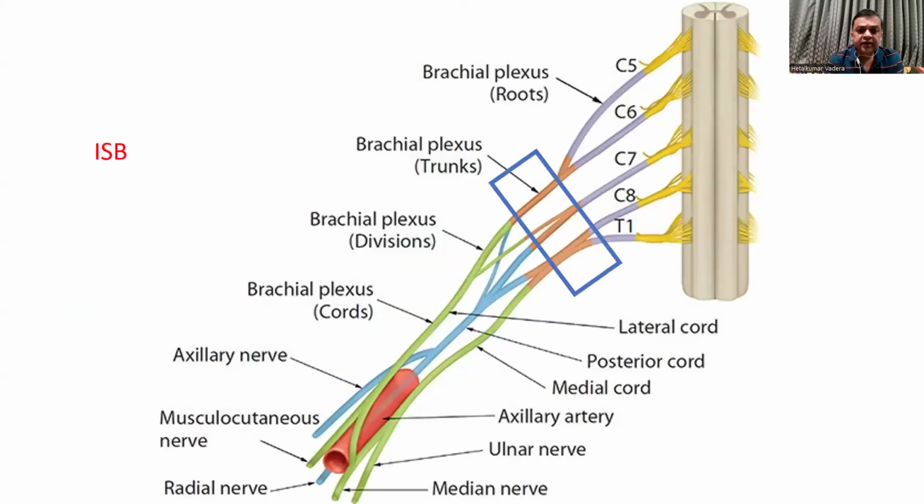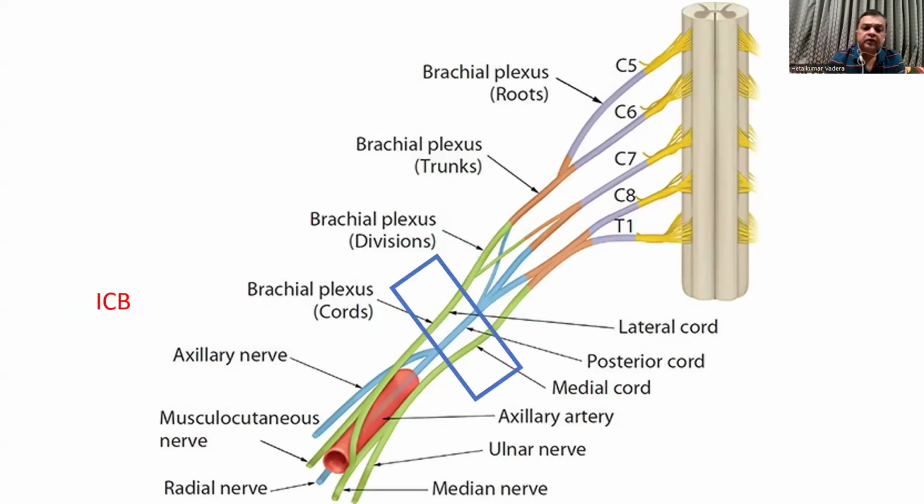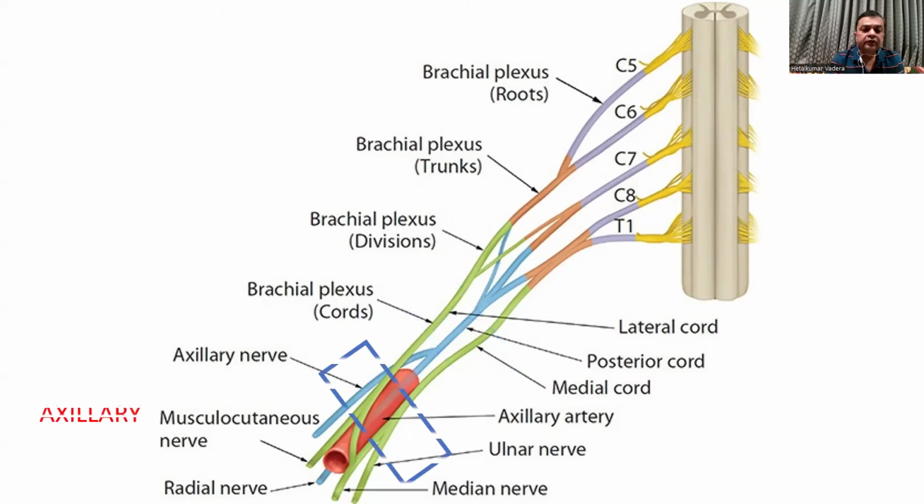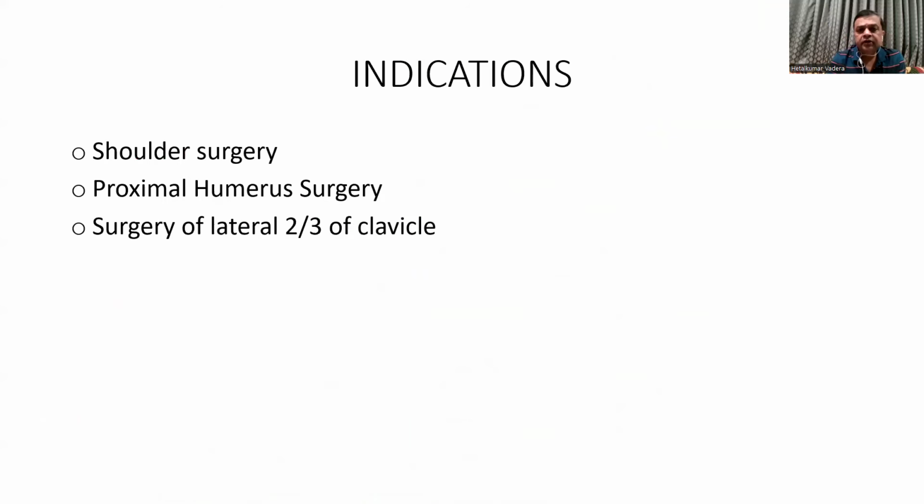So various blocks are described. At the level of trunks, it is the interscalene block. At the level of divisions, it is the supraclavicular block. At the level of cords, it is the infraclavicular block. And at the level of terminal nerves, it is the axillary nerve block. So we'll discuss the interscalene block. It is mainly for shoulder surgery.